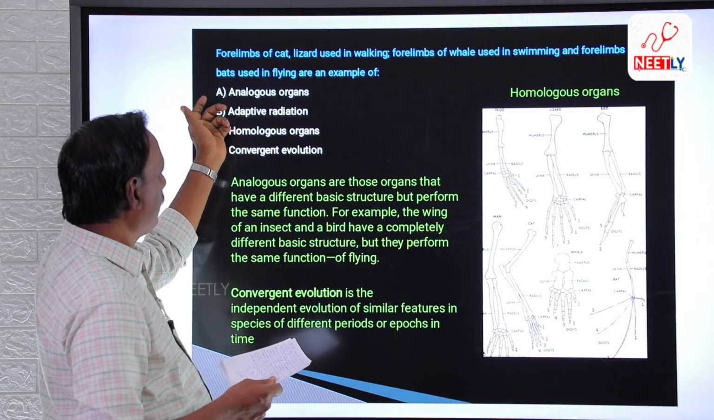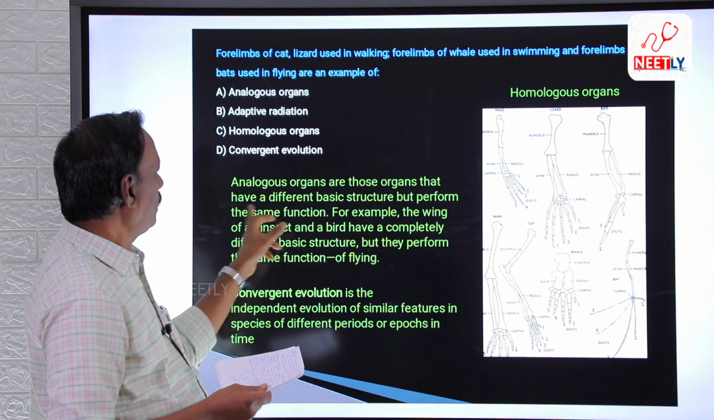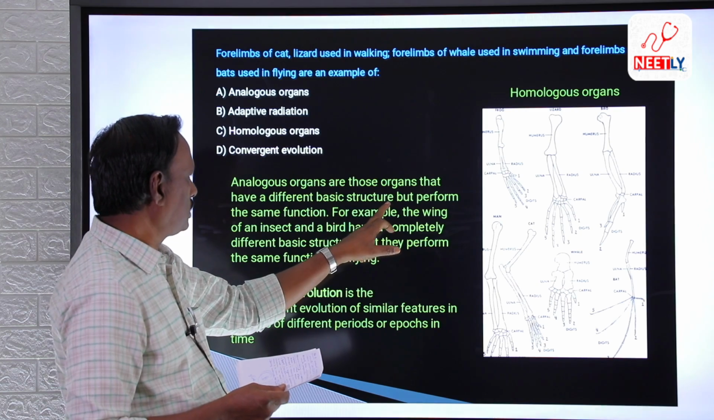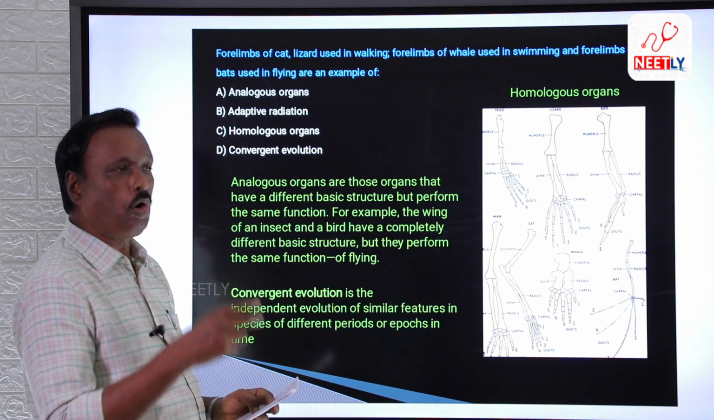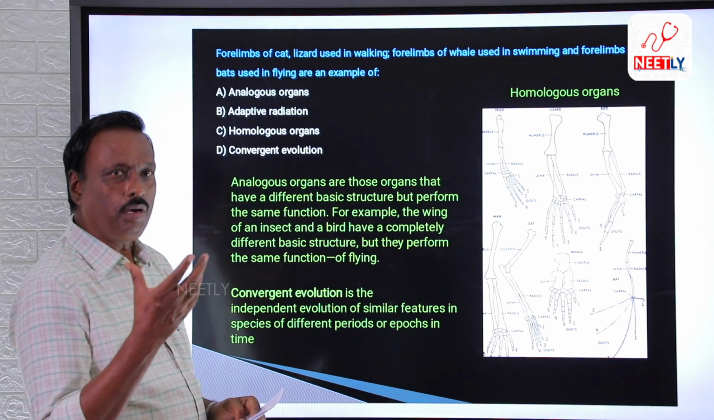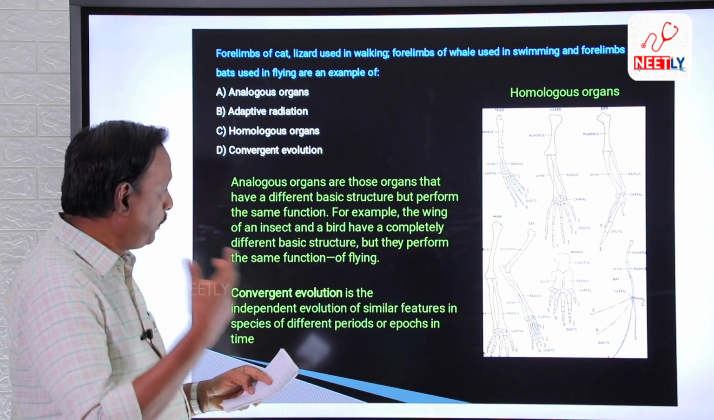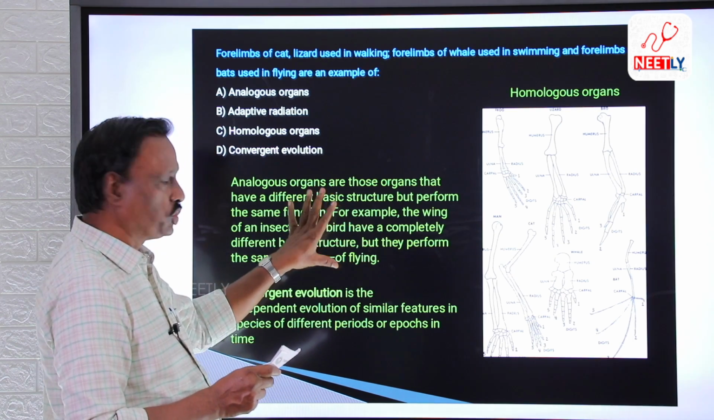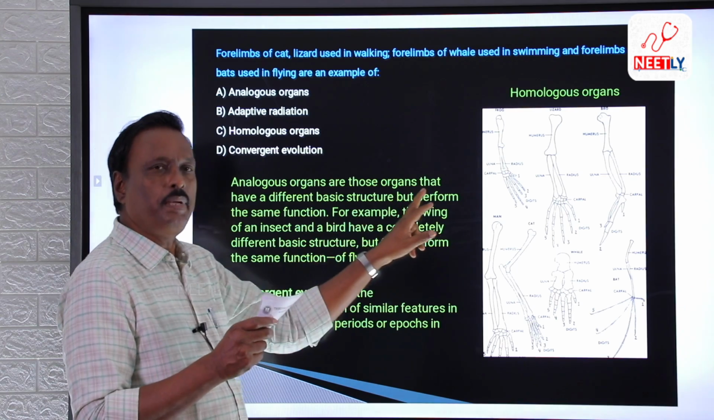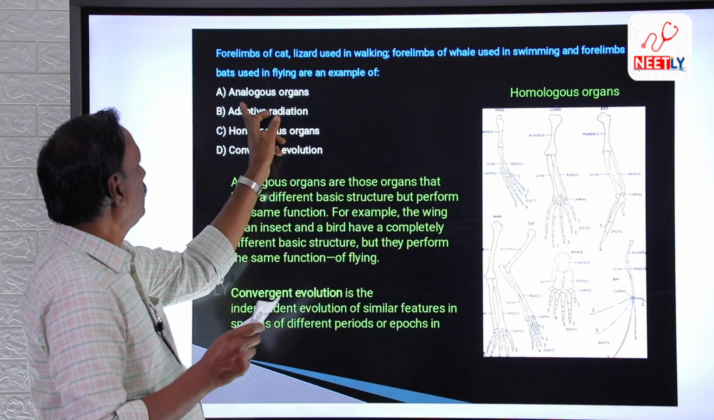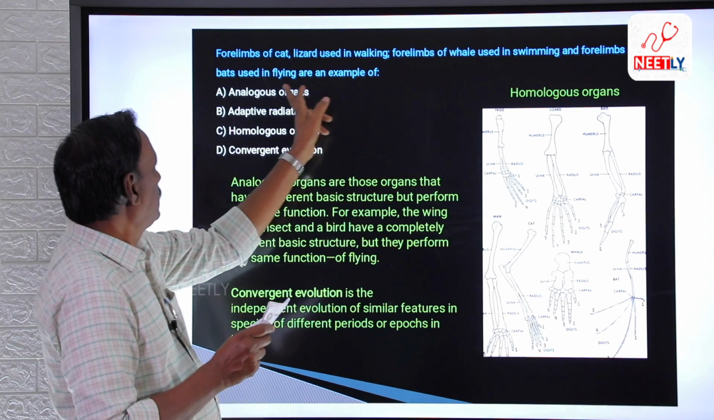For example, if you take the analogous organ, what do you mean by the analogous organ? Analogous organs are those organs that have a different basic structure but perform the same function. For example, the wing of an insect and the wing of a bird, both are helpful for flying, but structurally they are entirely different. The embryological origin is also different between these two. Such organs are known as analogous organs. So it is not suitable for this because here they are performing different functions.